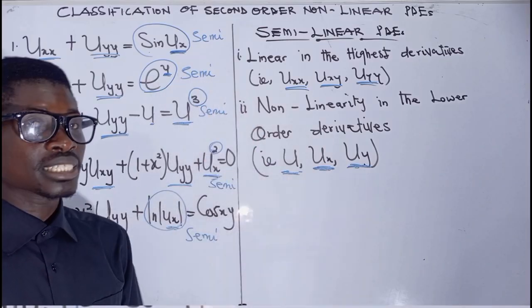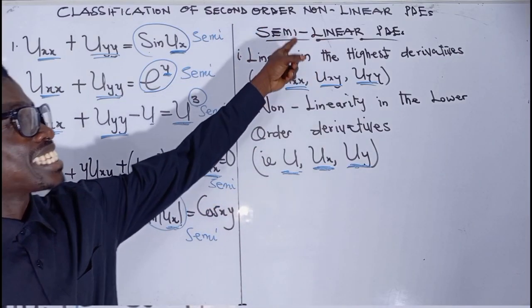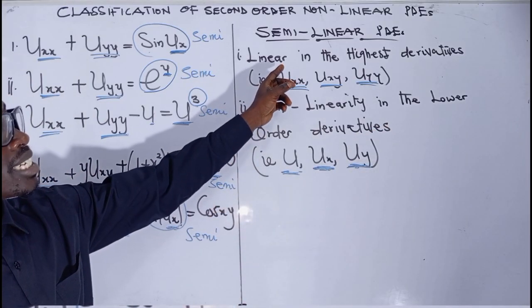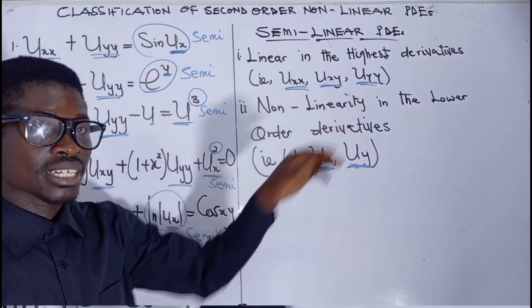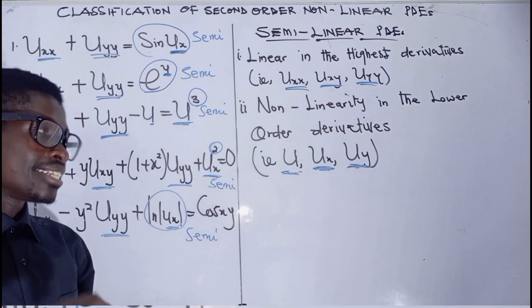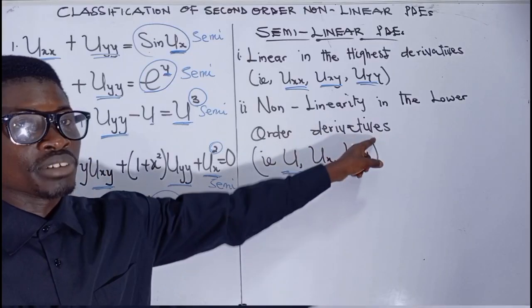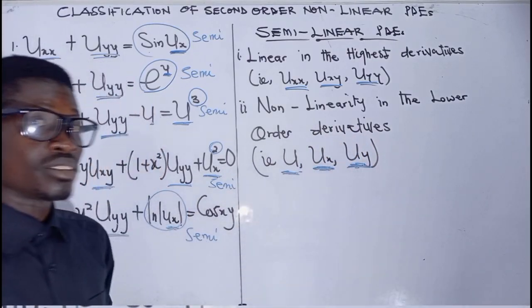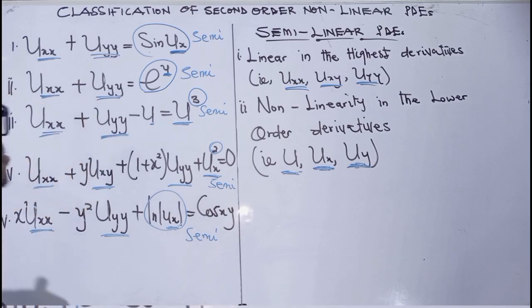So in summary, we can say that for a second order nonlinear PDE to be a semi-linear PDE, it must be linear with respect to the highest derivatives. That is this, and that must be linear. And then the non-linearity must be on the lower order derivatives. So we have to search for this, and that. Very, very easy and simple. Let's look at the other classification.